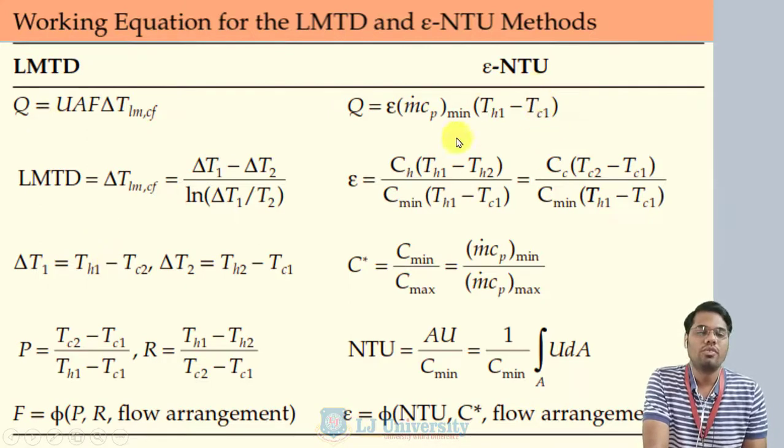In NTU, we have this equation of effectiveness, which is Q by Q max. Q is actual heat transfer and Q max is maximum possible heat transfer for any heat exchanger. Here C star is a heat capacity ratio, which is C minimum by C maximum. NTU is number of transfer units, which is AU by C minimum. Effectiveness is also a function of NTU, heat capacity ratio, as well as flow arrangements.